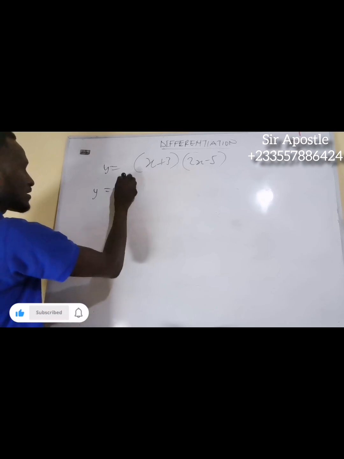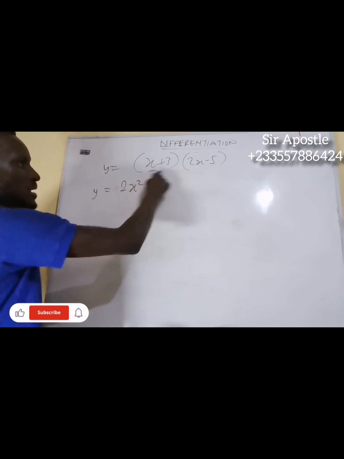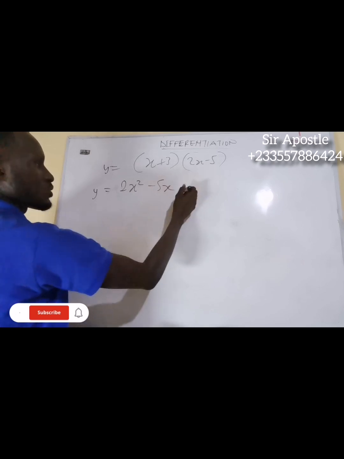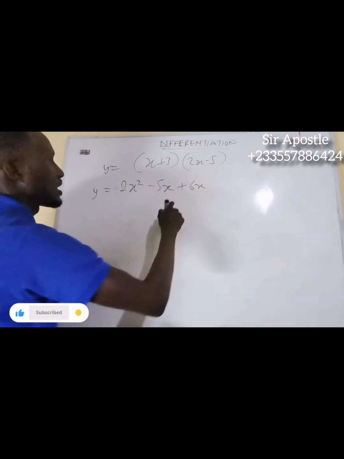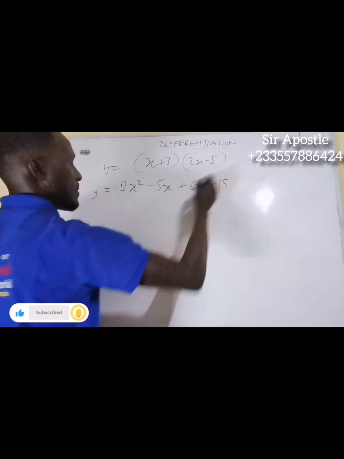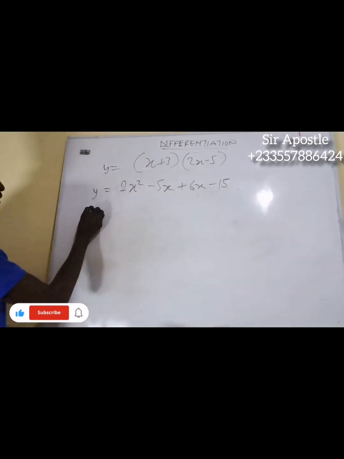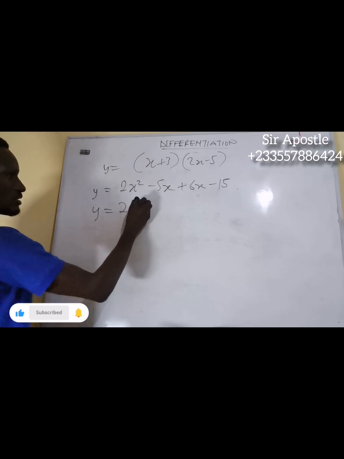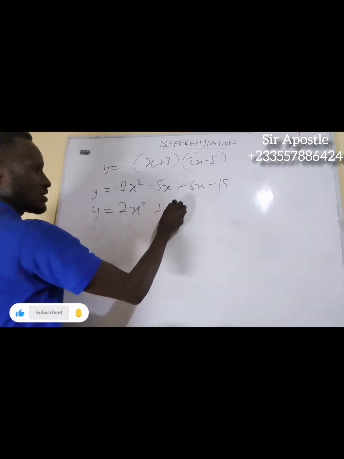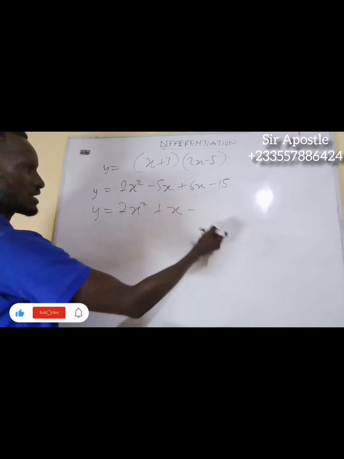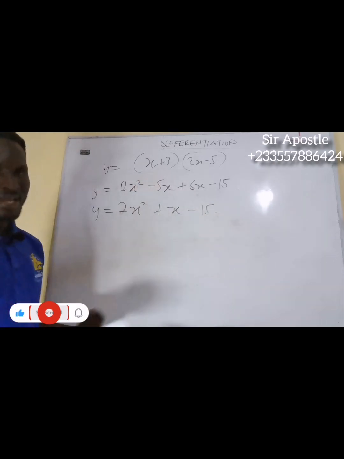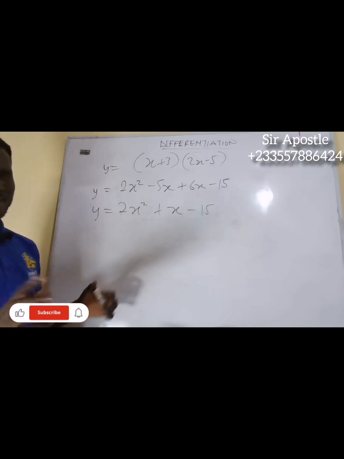You see, everybody can expand, so we are moving straight away. X times 2x will give us 2x squared. X times minus 5 will give us minus 5x. 3 times 2x will give us 6x. And then 3 times minus 5 will give us minus 15. So we'll have y is equal to 2x squared. Now, minus 5x plus 6x will give us x. When we add this, we're going to give us x minus 15. It is as simple as that.